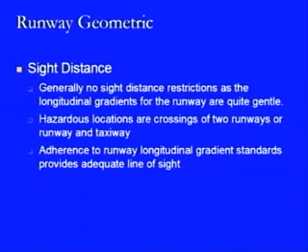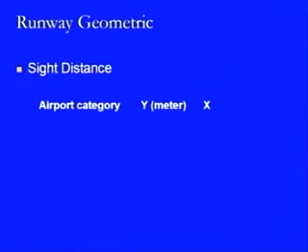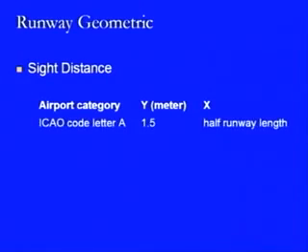Then adherence to runway longitudinal gradient standards provides adequate line of sight. That is what is possible: if we can provide the longitudinal gradients as per the standards, then there will not be any problem of line of sight. The line of sight will not get disturbed or obstructed.